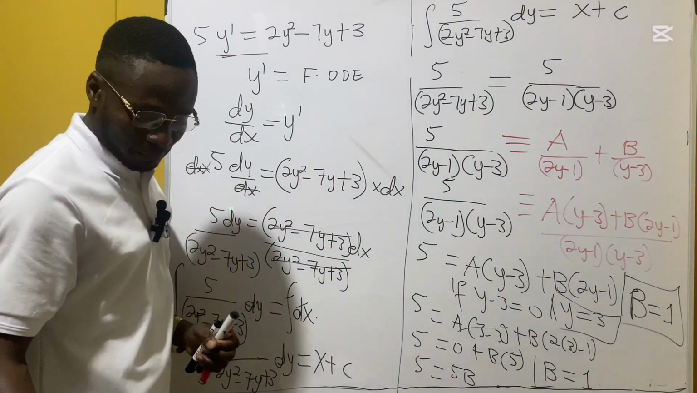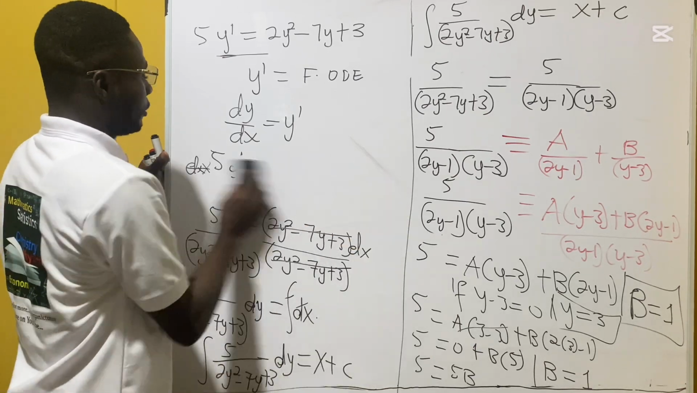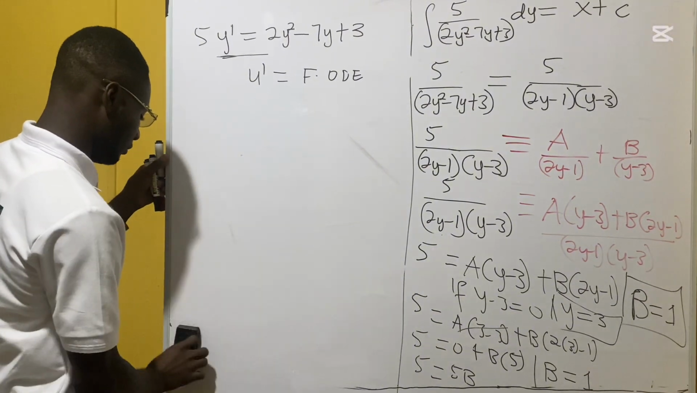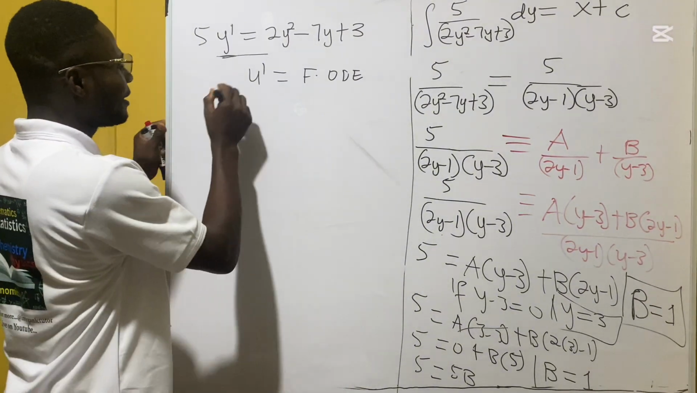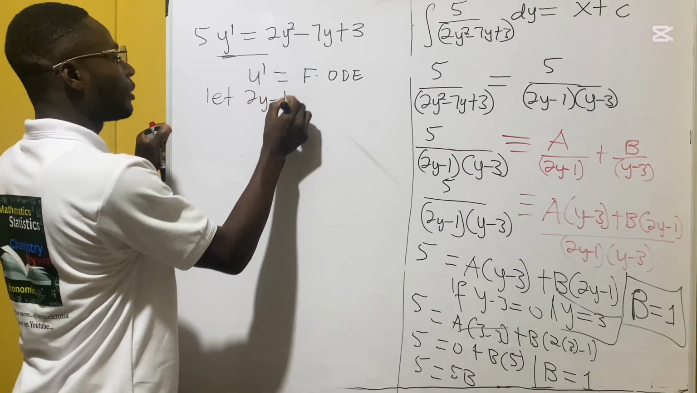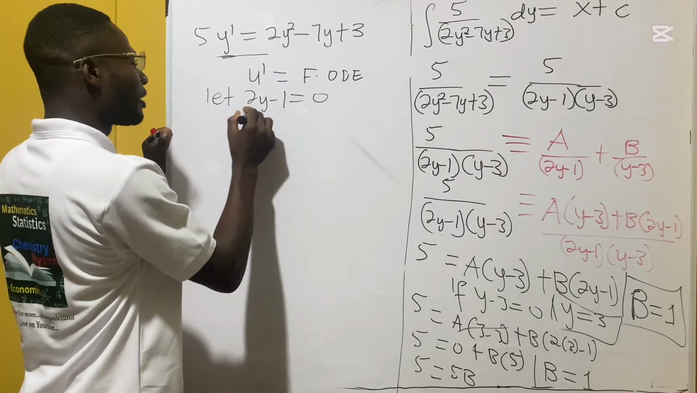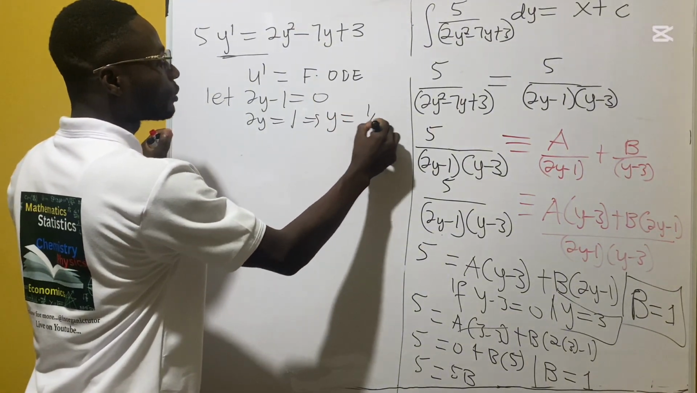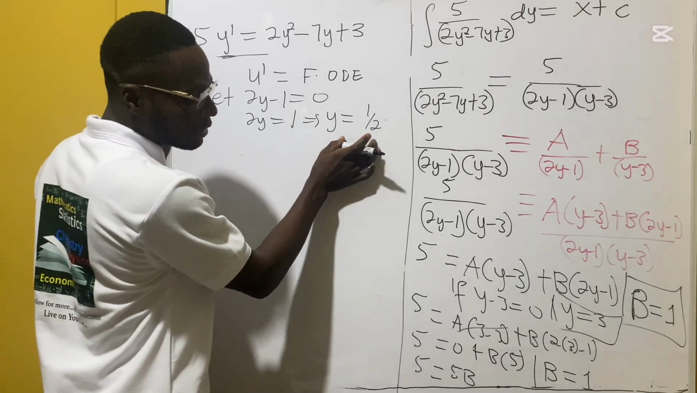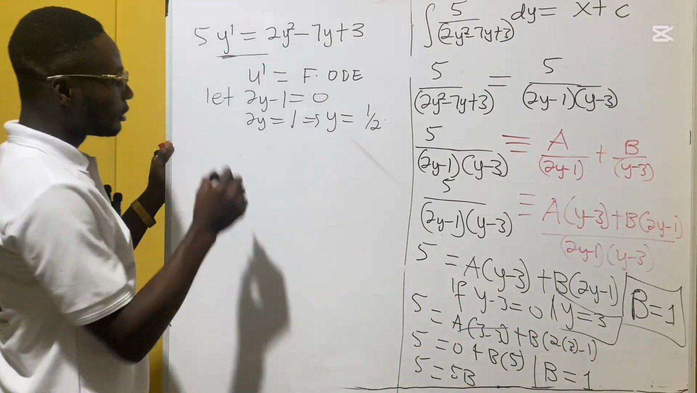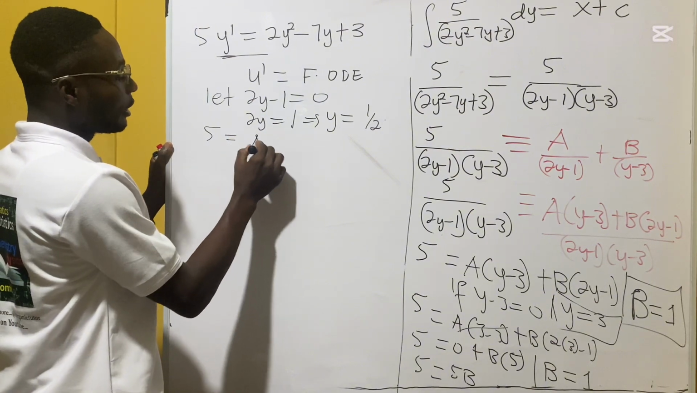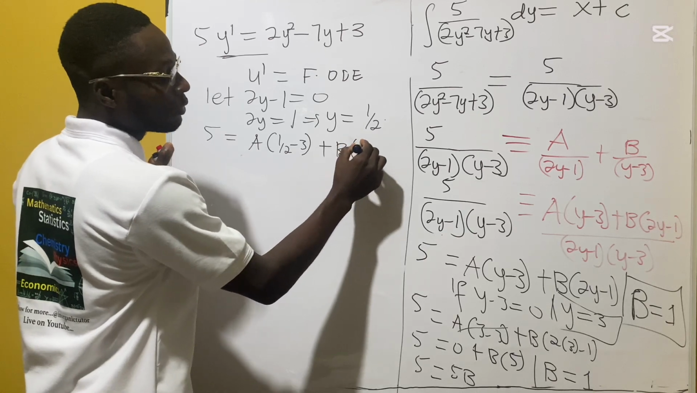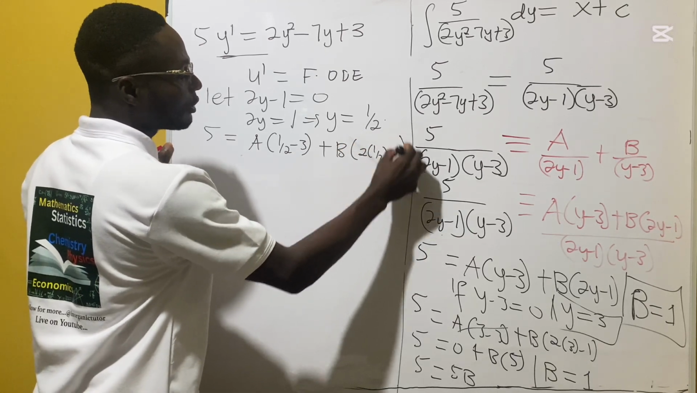Now, let's come up here and use, so now let 2y minus 1 equals 0. So we can say that 2y is equal to 1, and this will imply that y is equal to half. So substituting y equals half into this general equation, then we're going to have 5 equals a into half minus 3 plus b into 2 into half minus 1, right?